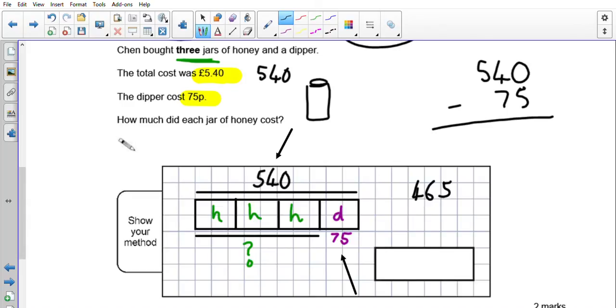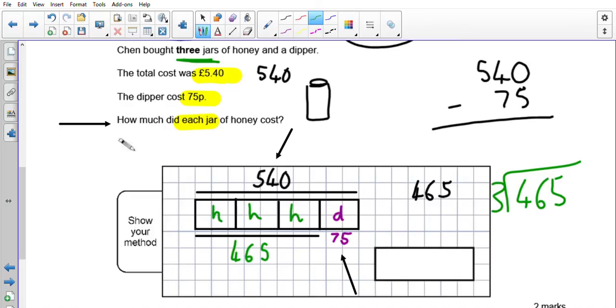Now that means I can replace my green question mark down here with an actual amount for 3 jars of honey of 465 pence, or £4.65. What I then need to do is say, okay, but that's not what my question asks. My question wants to know how much did each jar of honey cost? Each jar. So this is a big multi-step problem that we've got to work through here. So now I need to take my 465 and divide that by 3 because I know that Chen buys 3 jars of honey.